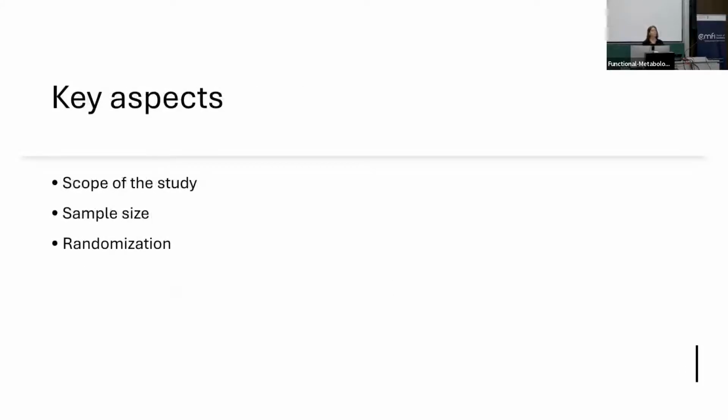Right, so the key aspects of the experimental design is the scope of your study. You need to make sure that you know what you're doing and what the goal is. Maybe pre-calculate your sample size before you go into the lab. And of course, randomization that I'm not going to go through in detail here. I'm sure that some of you are working with clinical metabolomics, where randomization is a bit more complicated.